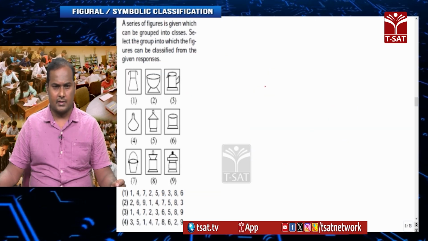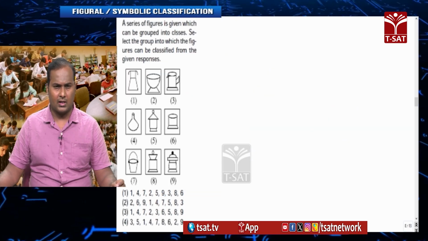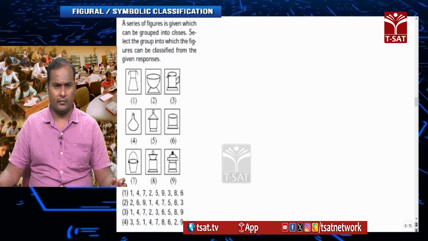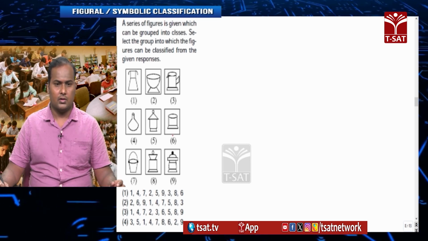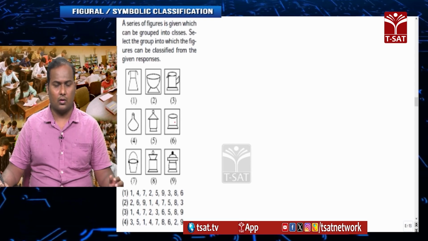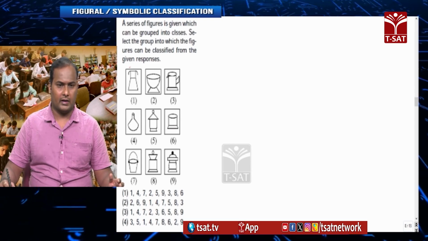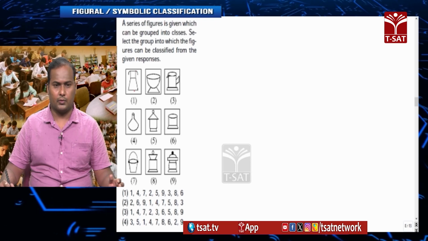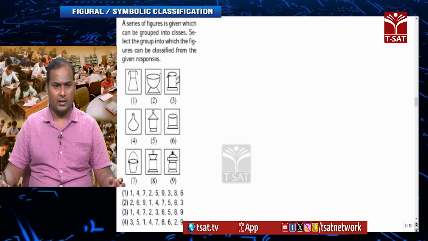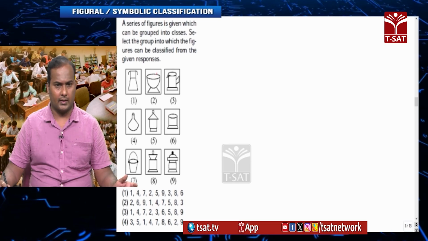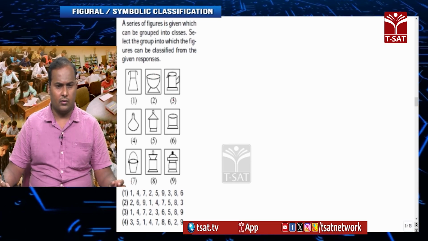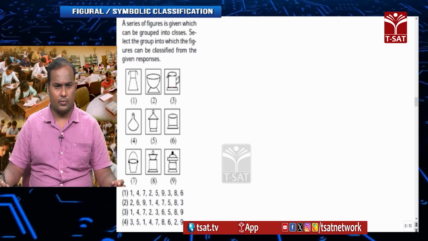A series of figures is given which can be grouped into classes. Select the group into which the figures can be classified from the given response. Again I said that whenever you see this kind of groups, try to focus on top and bottom portions. For example, in question 2 also you see the top portion which is like a circle or like an elliptical shape. In the same way, try to observe these top portions and bottom portions and get the answer.